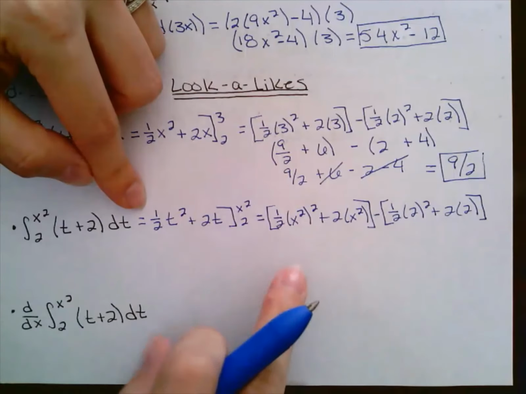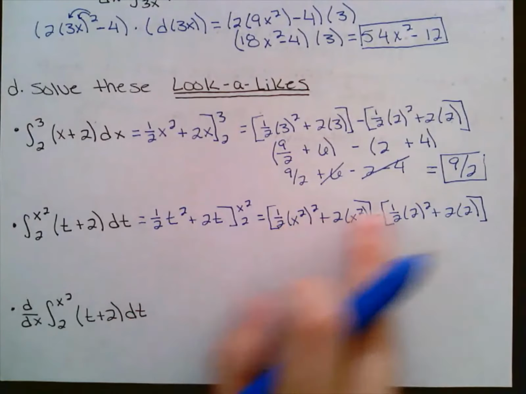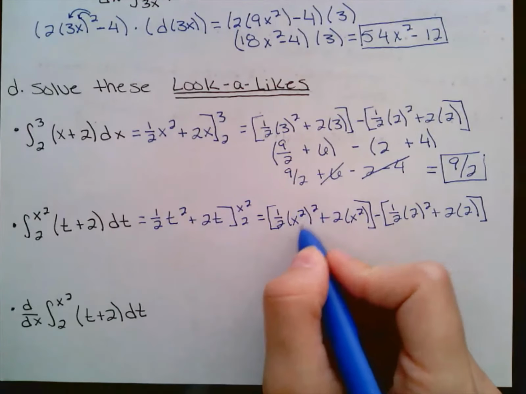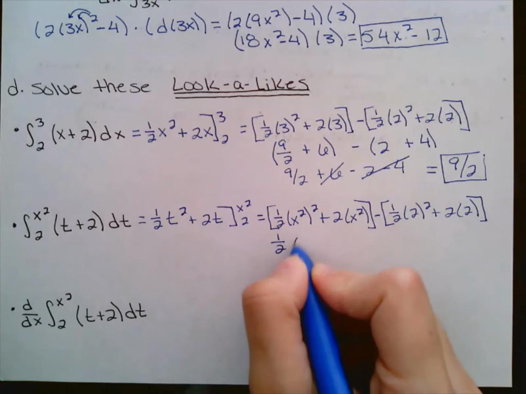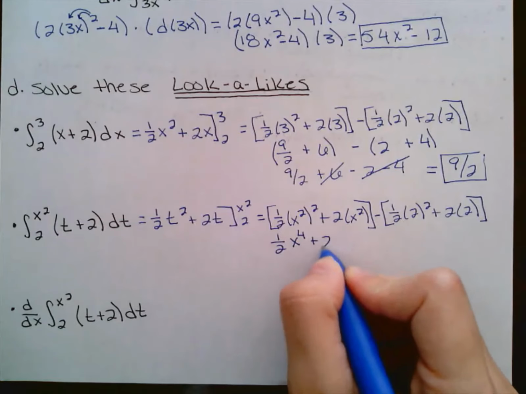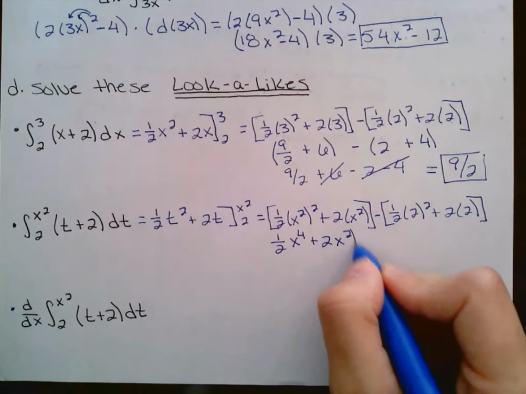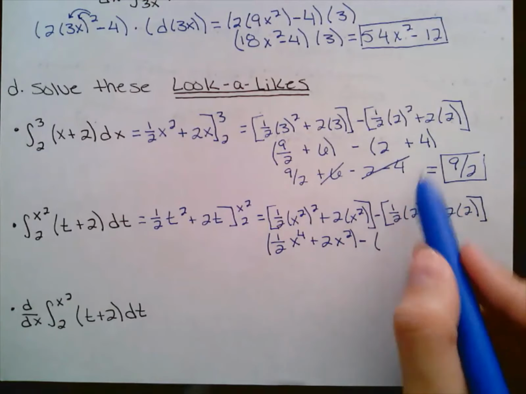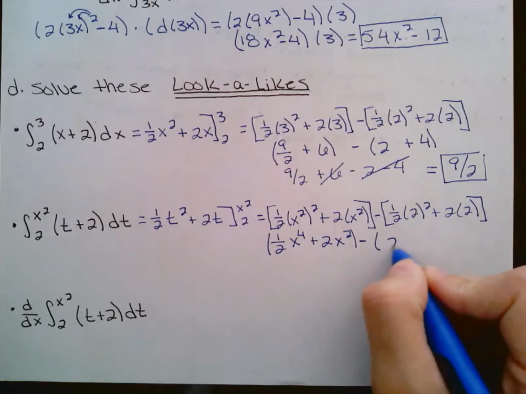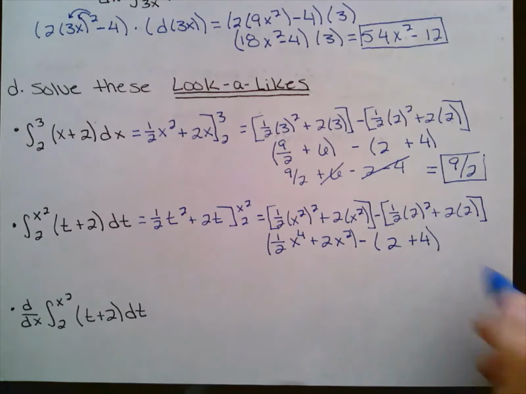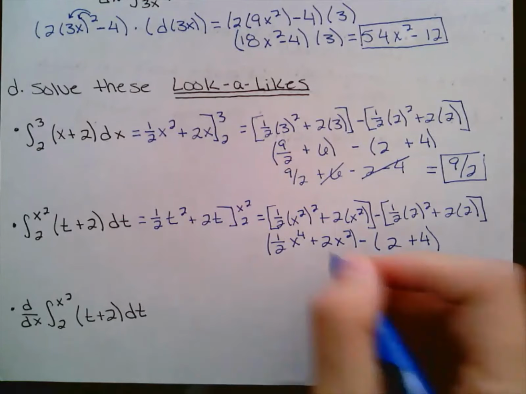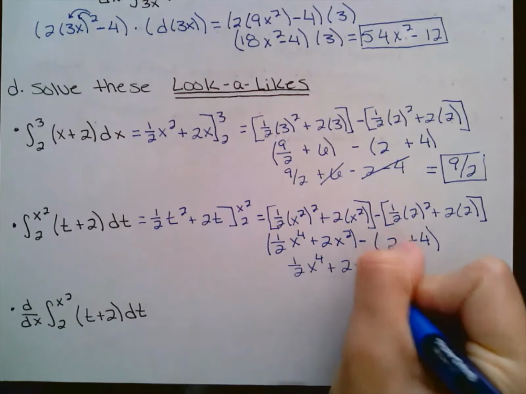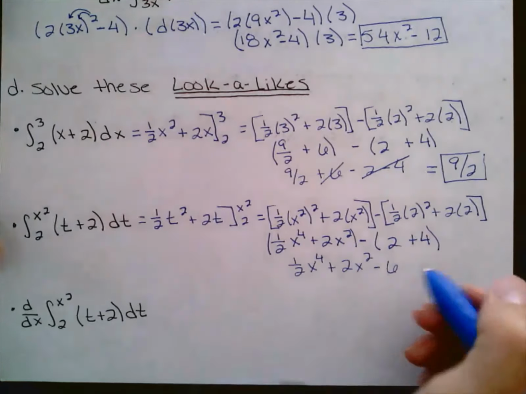And now just clean. In this problem, because I have a variable of x, instead of getting left with a numerical answer, I'm going to get left with a function. So an exponent to an exponent, I multiply. I have half x to the 4th plus 2x squared minus, this is going to end up the same as this one, right? 2 squared is 4. 4 divided by 2 is 2. Plus 2 times 2 is 4. Okay? This makes 6. So my final answer is just going to be half x to the 4th plus 2x squared minus, this gives me 6.